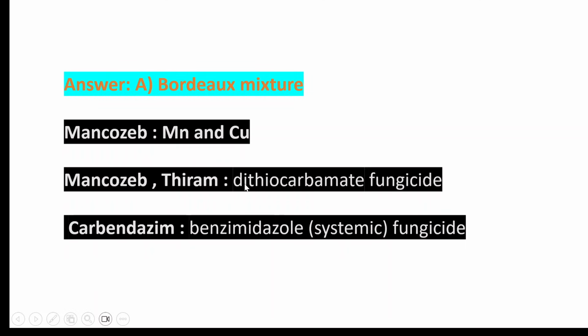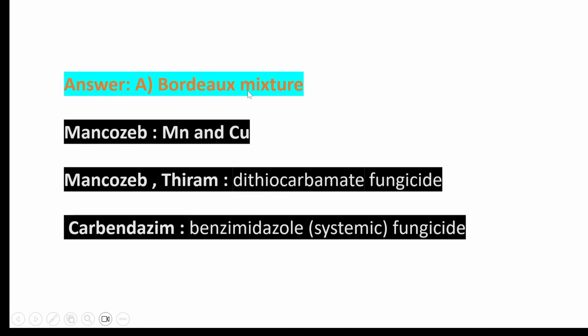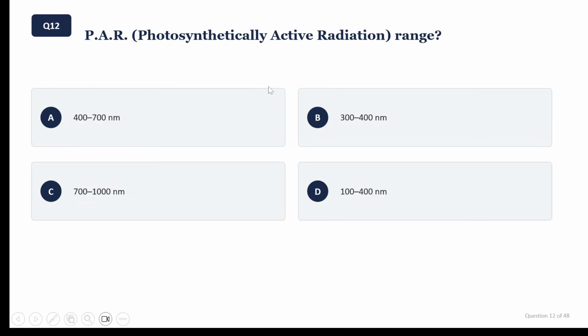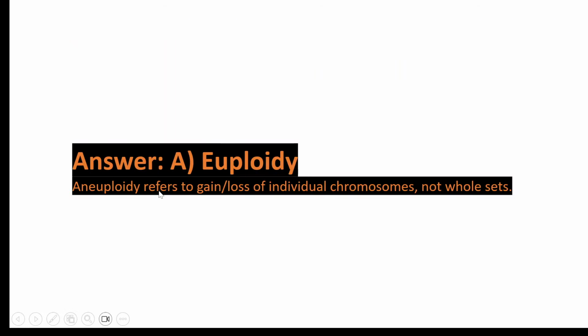Mancozeb and thiram are dithiocarbamate fungicides. Carbendazim is a benzimidazole systemic fungicide. Generally, copper fungicides are contact fungicides. Keep in mind, PAR range is 400 to 700 nanometer, the visible light range. Okay, complete change of the whole genome set in multiples of the basic set is called euploidy. Aneuploidy refers to gain or loss of individual chromosomes.